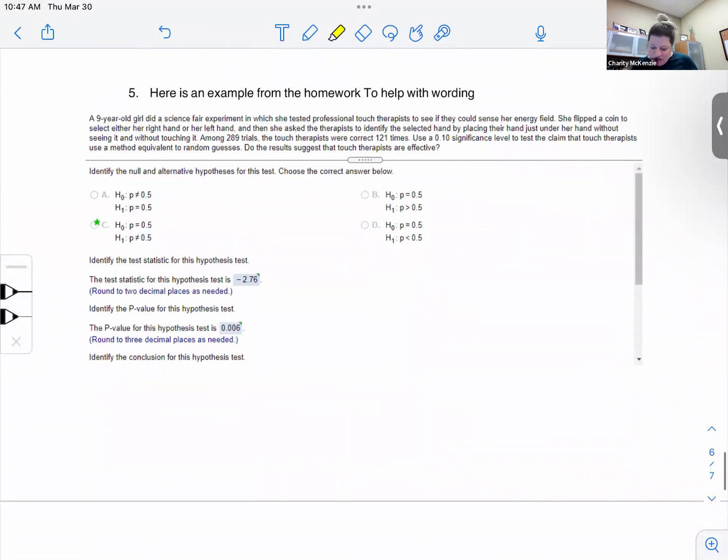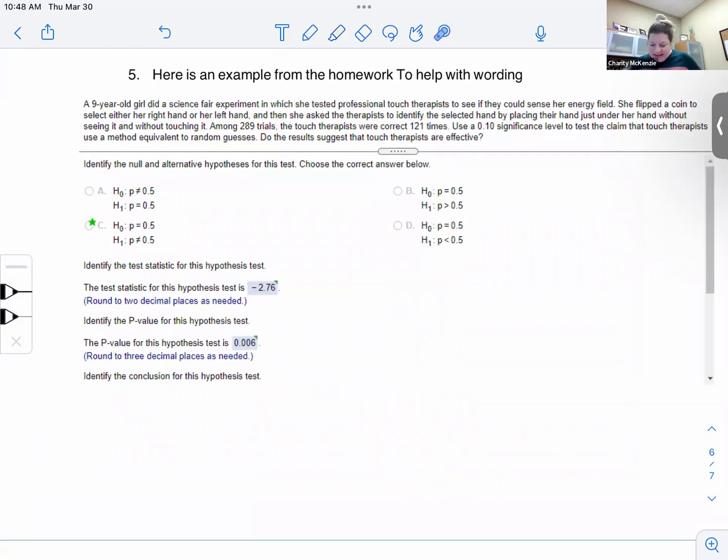Okay, 5 is just kind of the wording straight from your homework. I just put it on here so I could talk about it a little. If you look at this as a 9-year-old's science fair experiment in which she tested professional touch therapists to see if they could sense her energy field. She flipped a coin and selected her right hand or left hand, and then she asked the therapist to identify the selected hand by placing their hand just under her hand without touching it.